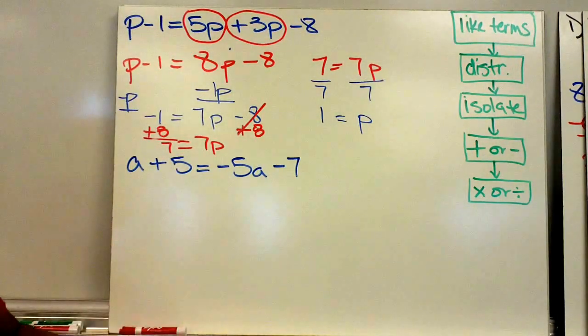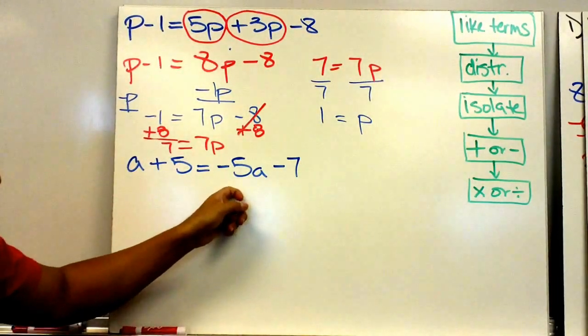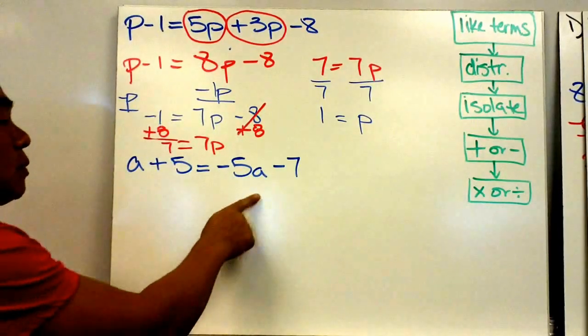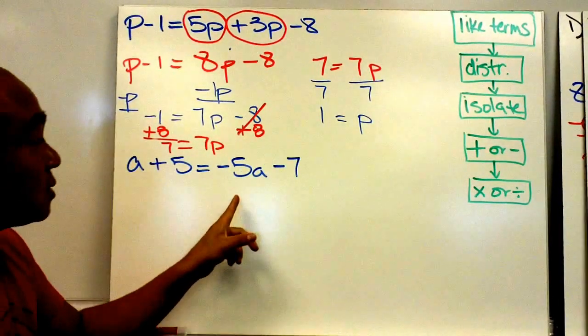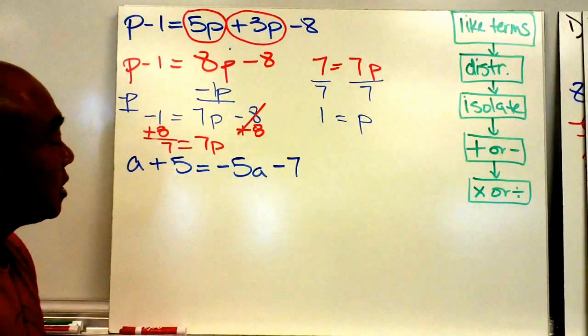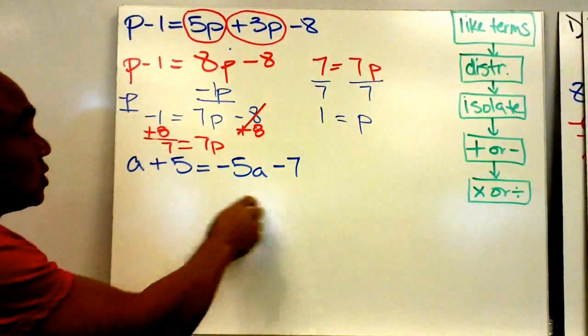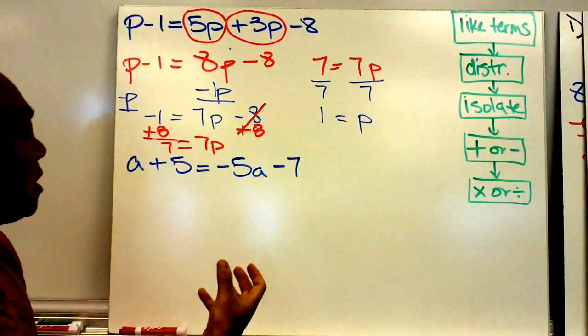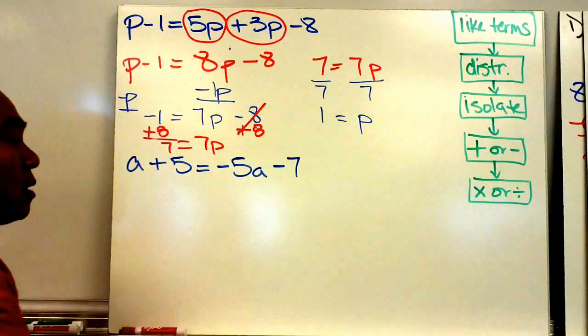Alright, let's take one where I have a different type of variable on this side where it's a negative variable. So here, same thing. I'm going to combine like terms if I can. Secondly, I'm going to distribute property. And third, I'm going to isolate. Now, I can pretty much skip the first two just because there's nothing for me to combine. There's no distributive property. So I'm going to go ahead and isolate my variable.